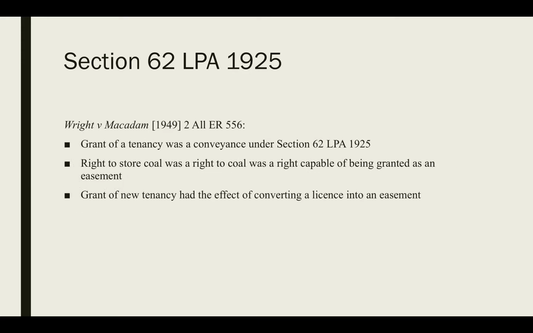A prime example of where Section 62 is being used is shown in the case of Wright v Macadam in 1949. In this case, the Court of Appeal held that the grant of a new tenancy amounted to a conveyance under Section 62, and as a result, a mere licence of storing coal in a shed was granted as an easement.